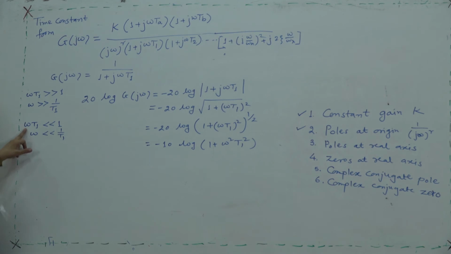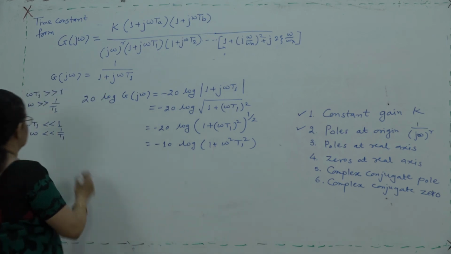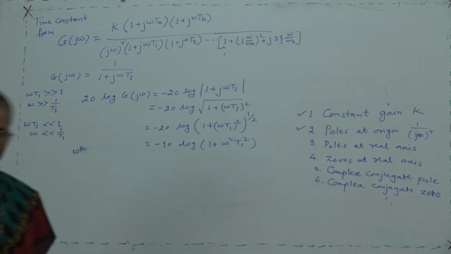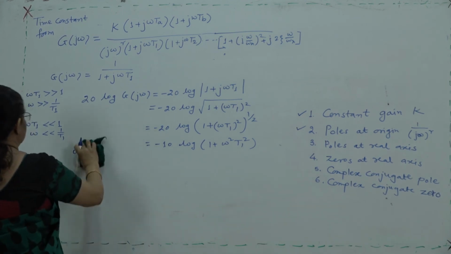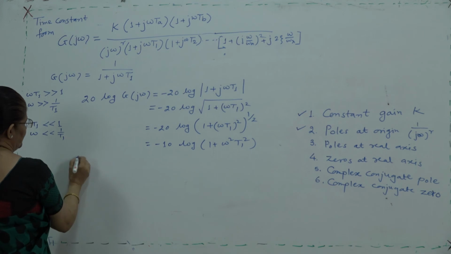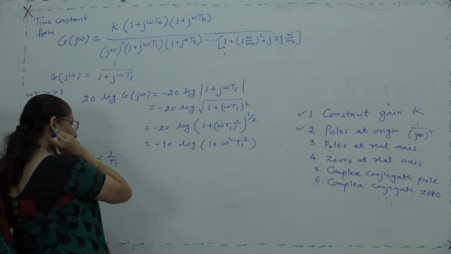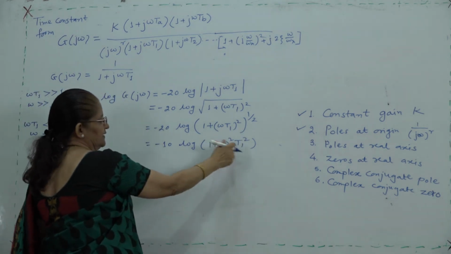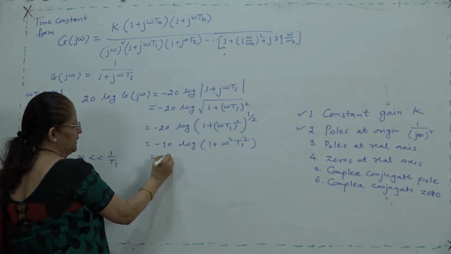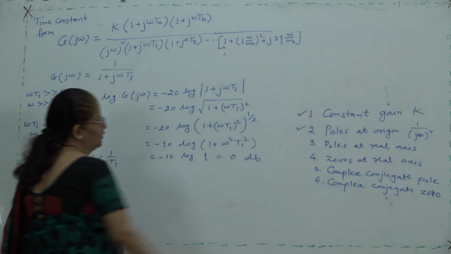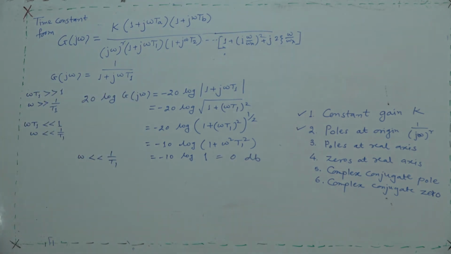Consider first omega t1 is far less than 1. So, consider here first this case, lower frequency range we are considering, that is omega is less than 1 upon t1. So, when omega is far less than 1 upon t1, this term will vanish and you will get minus 10 log of 1. So, what is it? 0 dB. Log of 1 is 0. So, you will get 0 dB.